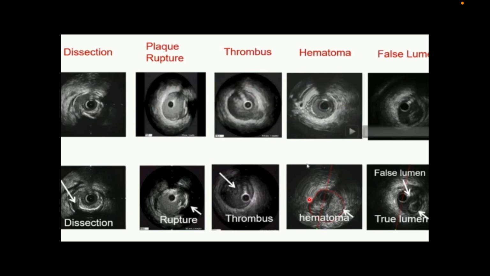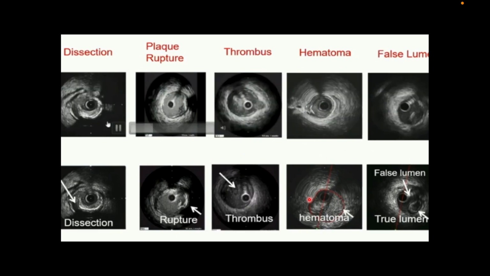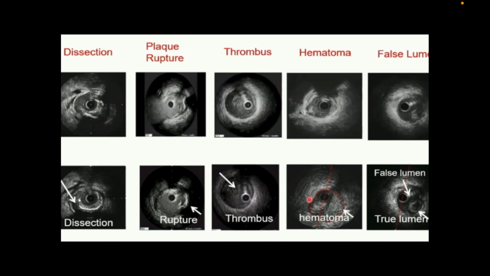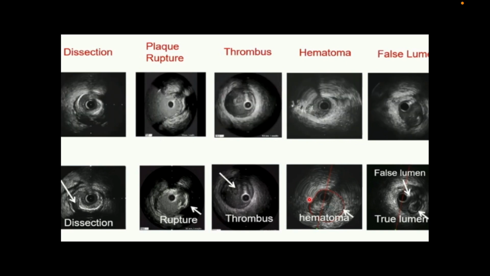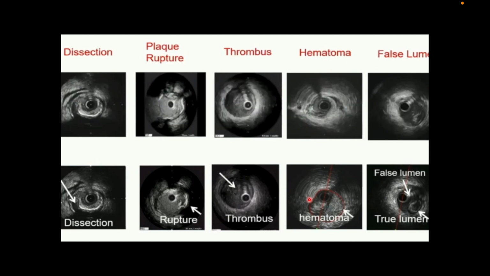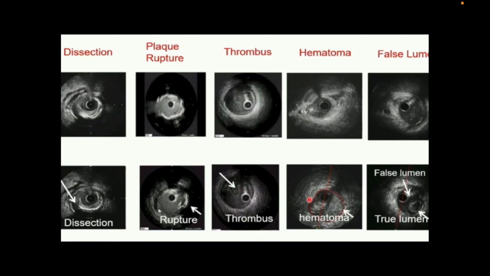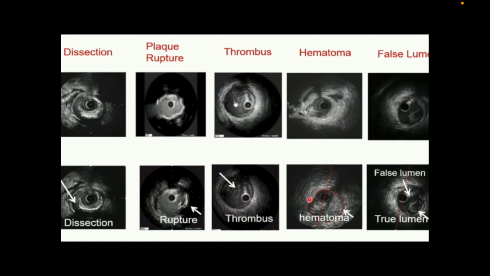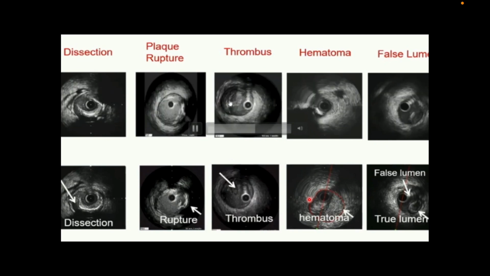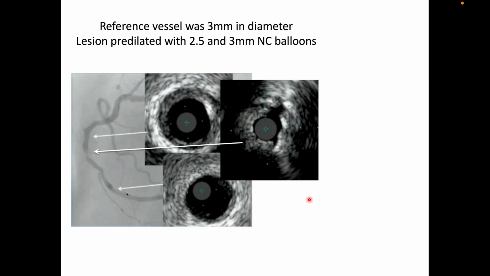Again, there are different pathologies in the morphology that you can see on IVUS. You can have dissection, you can have plaque rupture, thrombus, hematoma, there can be a false lumen. So all of these we will see subsequently in the coming talks. Now, this is just to give you an example.